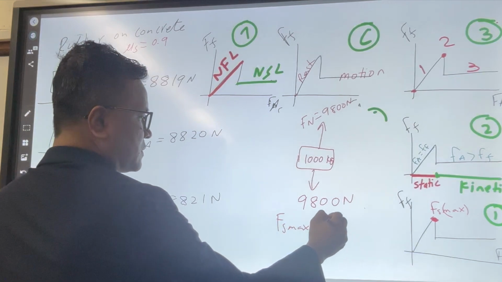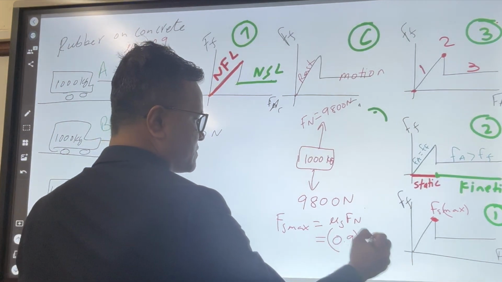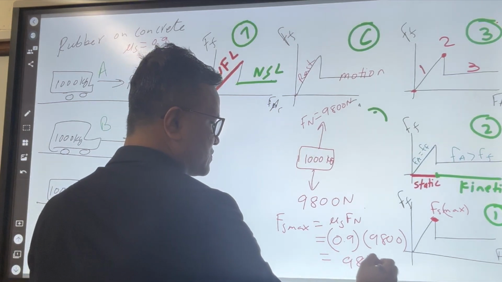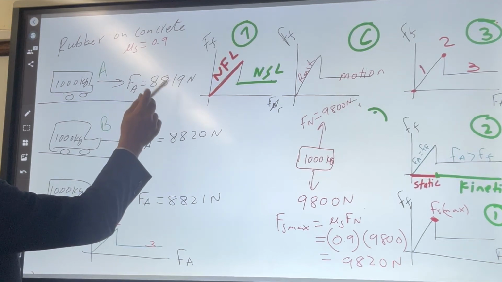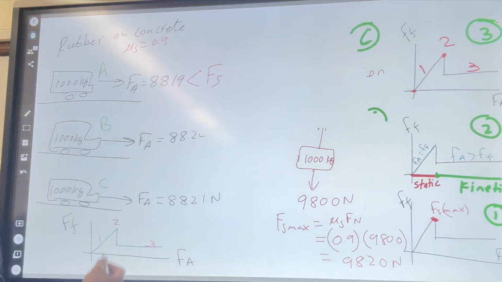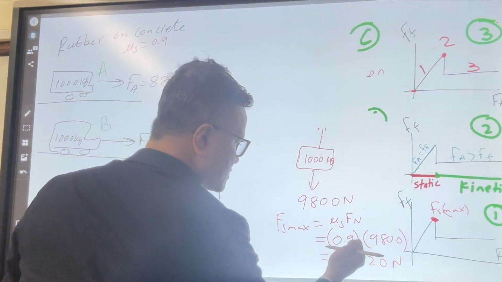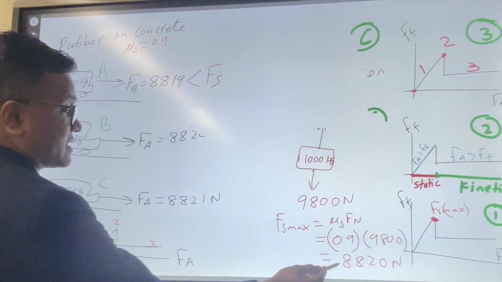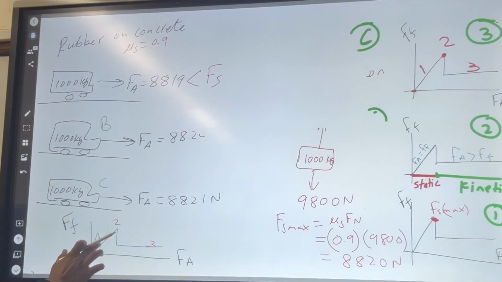Of course, we're going to find static friction max, 0.9 times 9800, 8820 Newton. Now let's check. 8819 is less than 8820. Wait a minute, by mistake I put 9820. So this must be at region 1. So scenario A belongs to region 1.